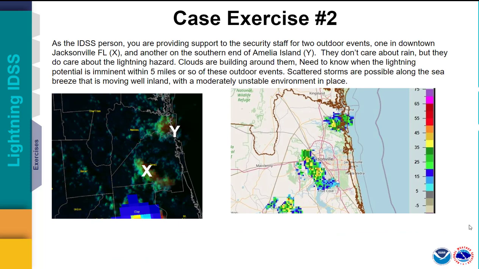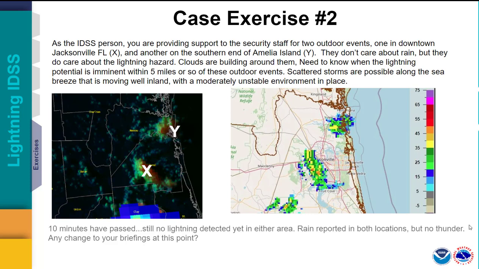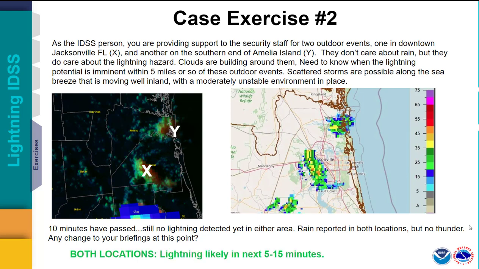Another 10 minutes have passed. Still no lightning detected with these cells. Do you back off on lightning potential? No. In fact, I would suggest lightning appears quite likely at both locations during the next 10 to 15 minute period. You could use dual pole to try to confirm Grapple above the freezing level, but the data shown here alone strongly suggests high potential for lightning, especially for the downtown Jacksonville cell.